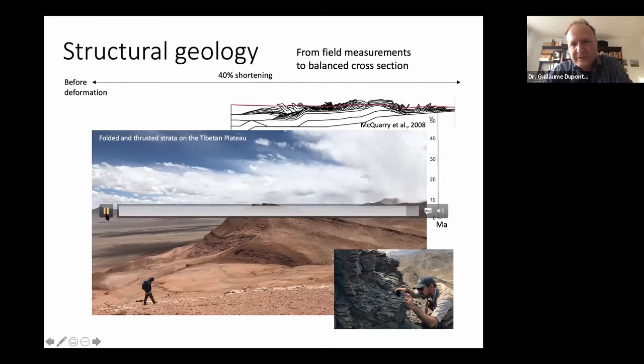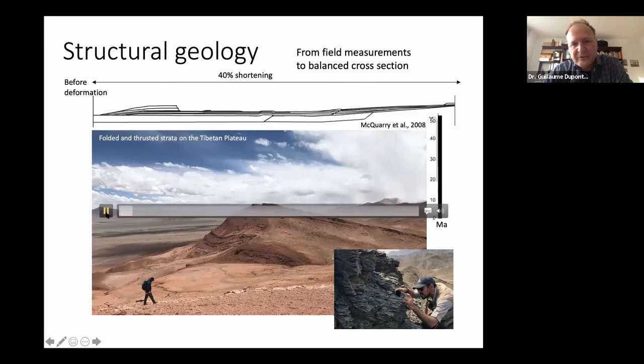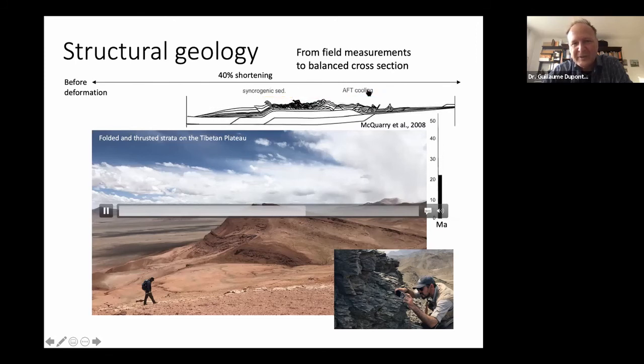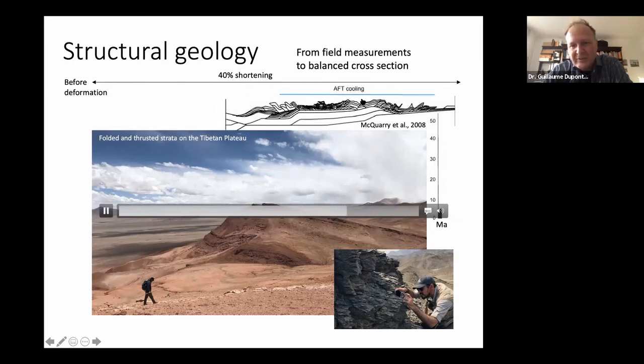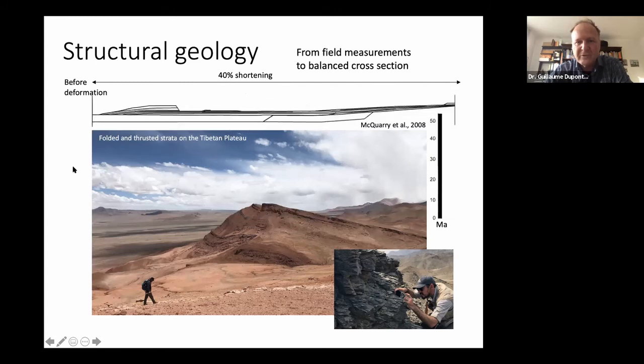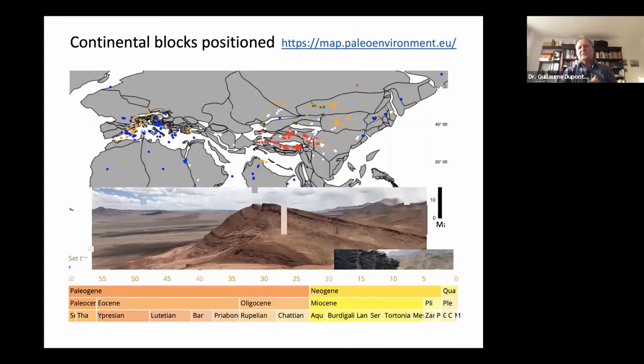One thing that is interesting here is that this is a beginning state that was retro-deformed, but as you form mountains here, you get cooling. So this is ZFT cooling and AFT cooling. This means that the rocks, as they form, are actually going up in the earth and they are cooling. And this is something I want to mention because it's often discussed.